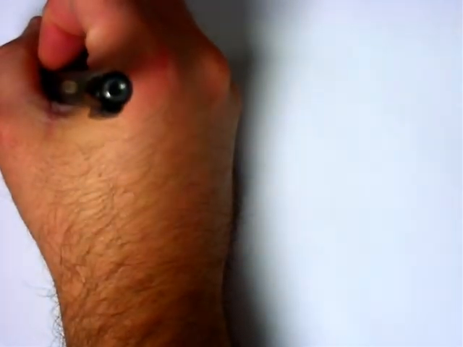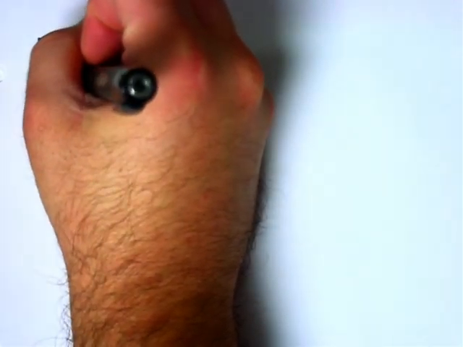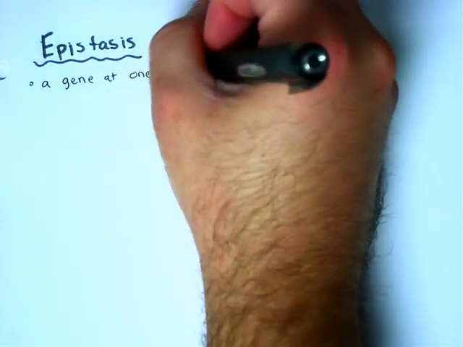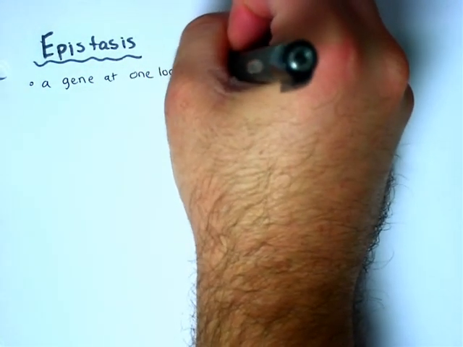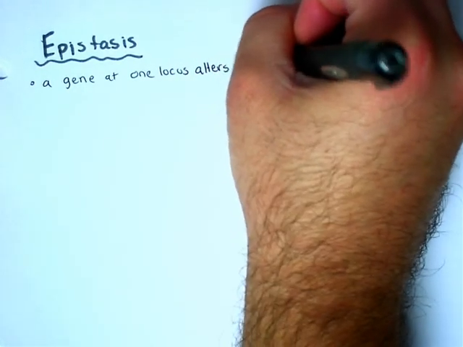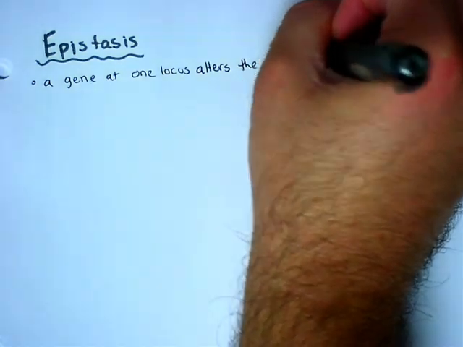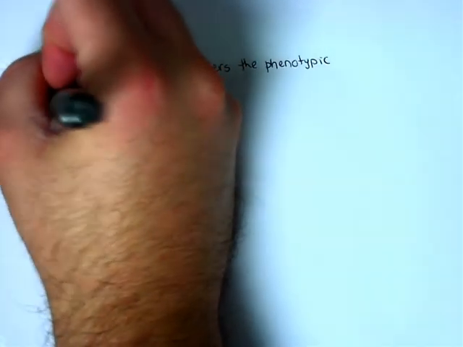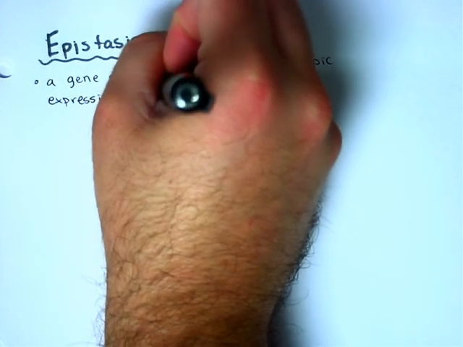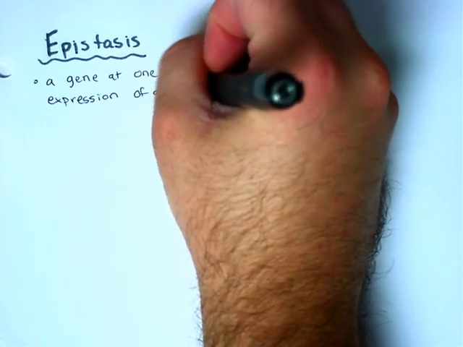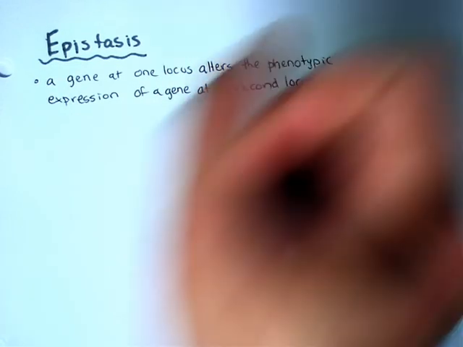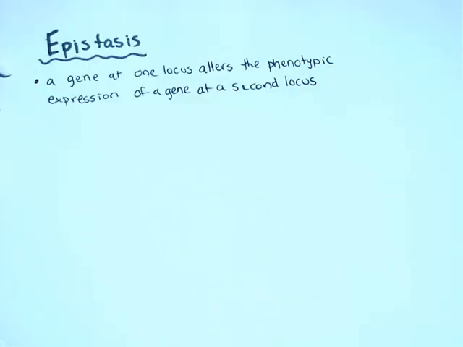This is a case in which a gene at one locus has the potential to alter the phenotypic expression of a gene at a second locus. So you realize what this is saying. One gene can control another gene.